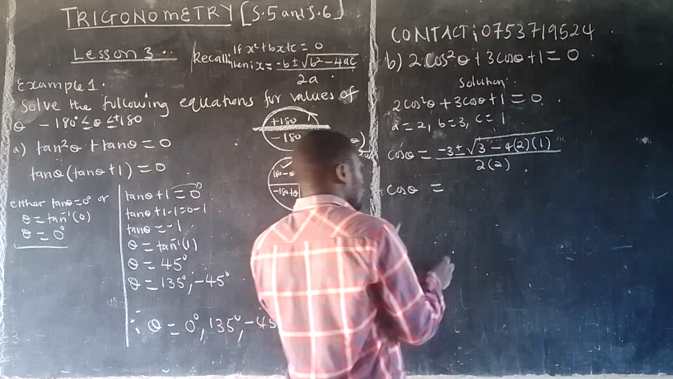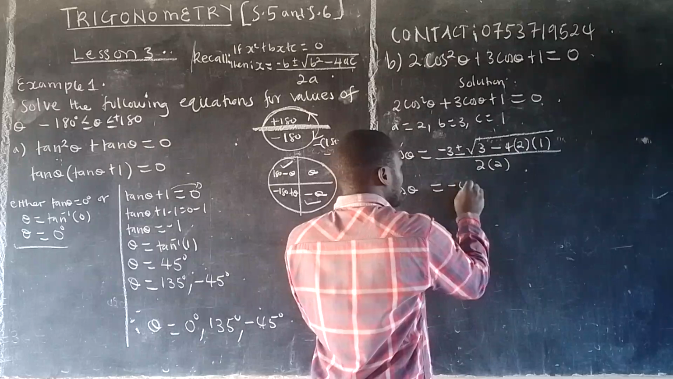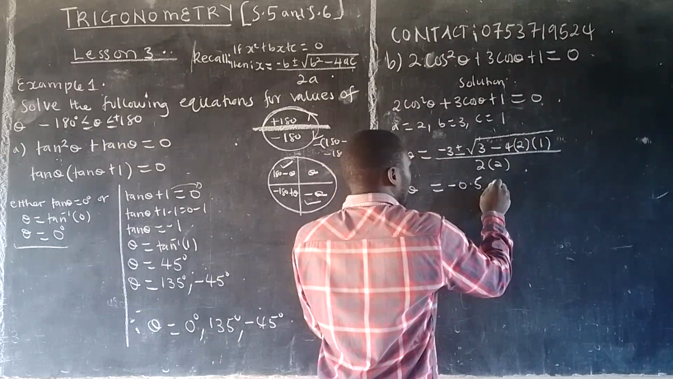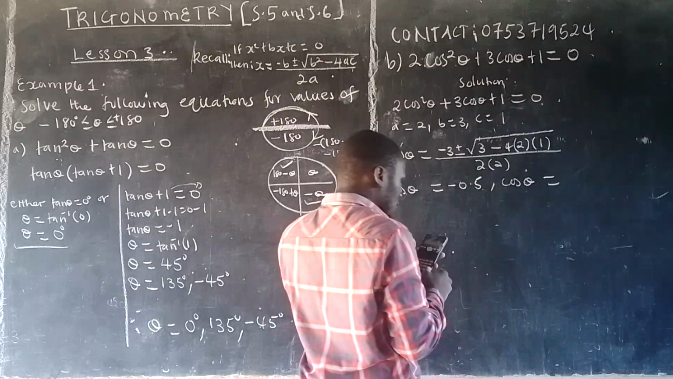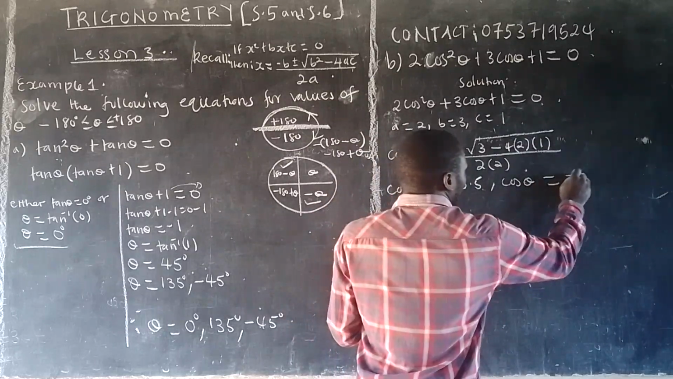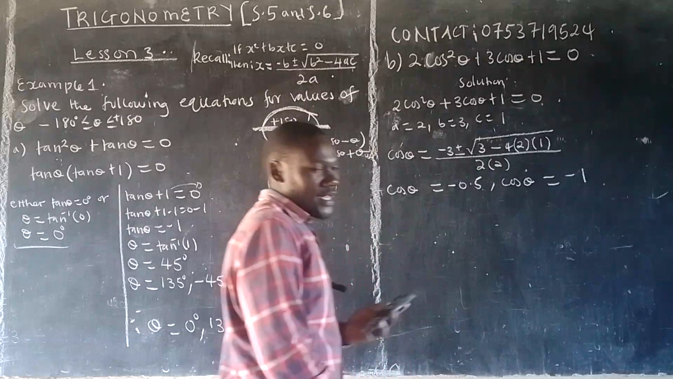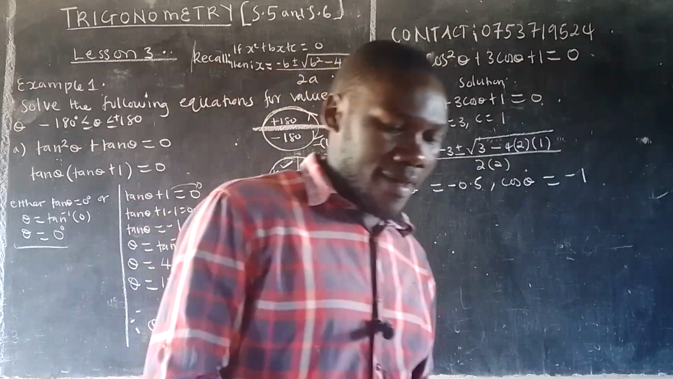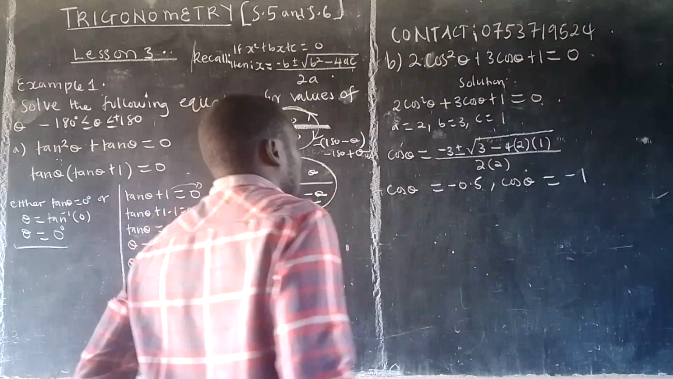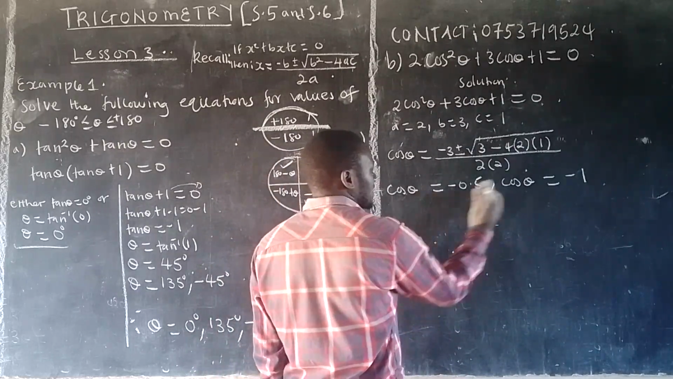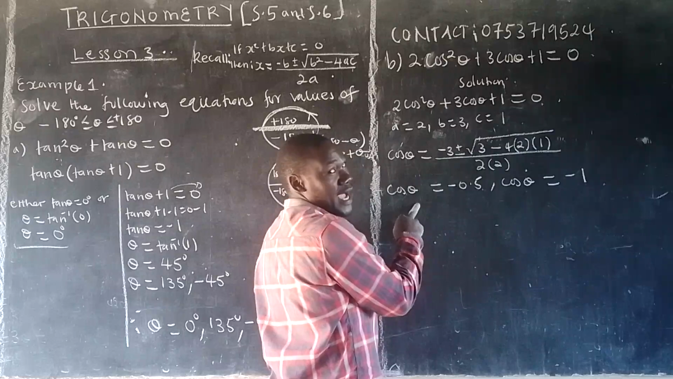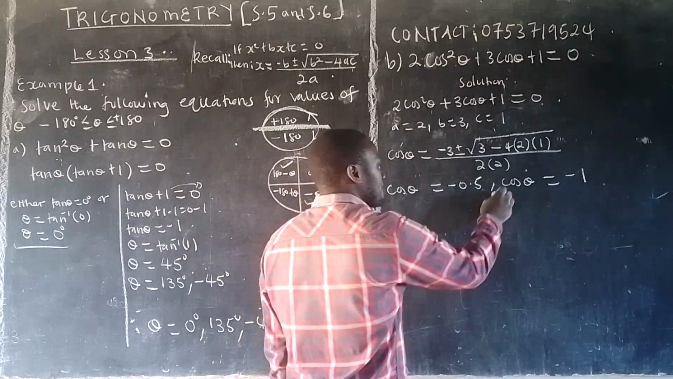So cos theta is equal to negative 0.5, comma, cos theta is also equal to, because there are always 2 answers, okay, negative 1. So those are the 2 answers we are having. Okay. Now, let us proceed. Now, we have 2 cases, this side and this side. And these are the very examples we began with. You know what to do here?